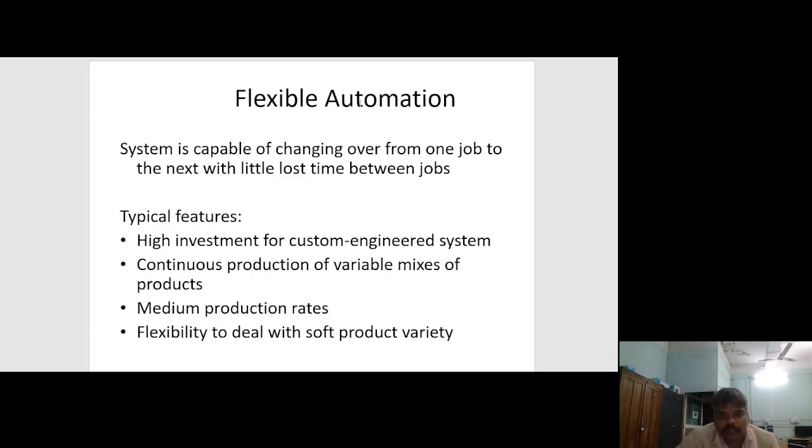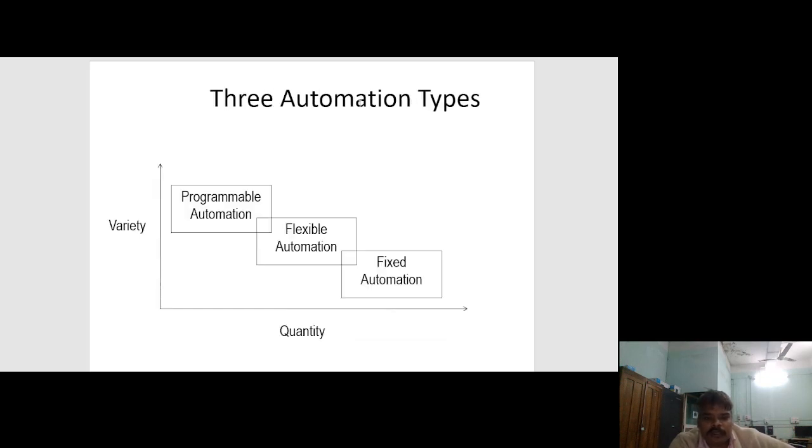Flexible automation: the system is capable of changing over from one job to the next with little lost time between jobs. Typical features: high investment for custom engineered system, continuous production of variable mix of products, medium production rate, flexible to deal with short product variety. Three automation systems: programmable automation, flexible automation, fixed automation. This is variety, this is quantity.